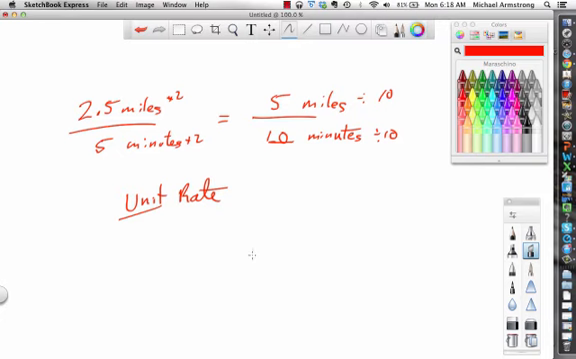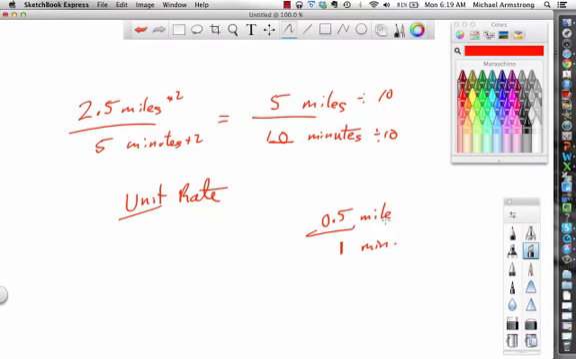10 divided by 10 is 1. So that's in 1 minute. And I'm always looking for a unit rate. How many miles per minute am I going? Now, I might actually want to look for miles per hour because that's something we're used to talking about. But 10 divided by 10 is 1. 5 divided by 10 is 0.5, or 1/2. So half a mile every minute.